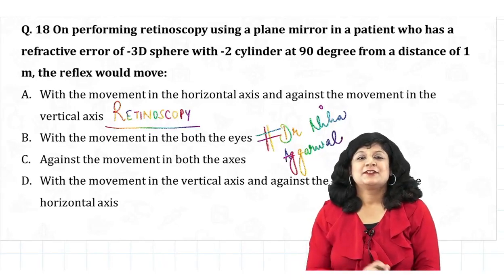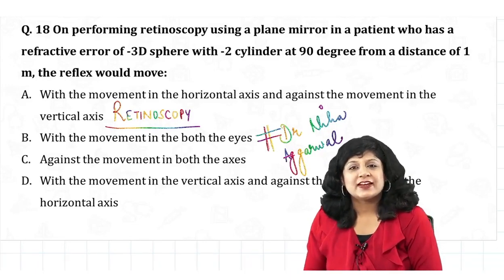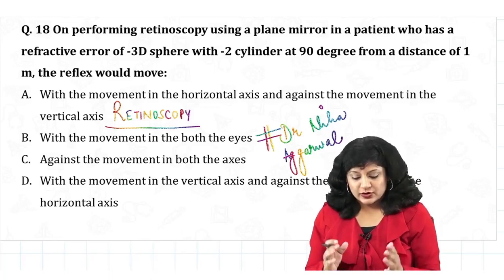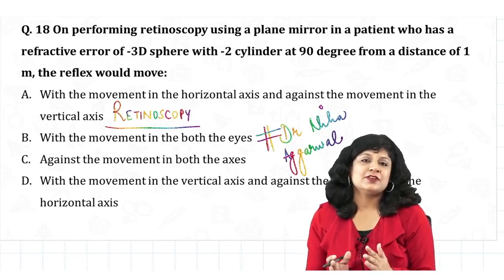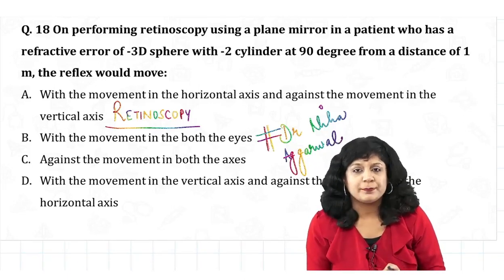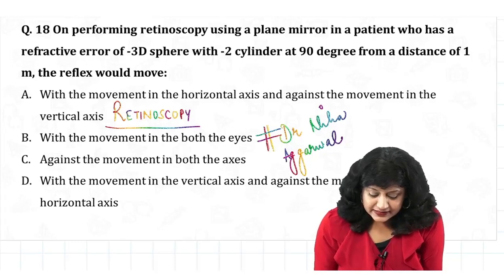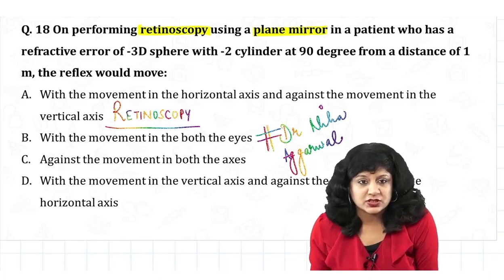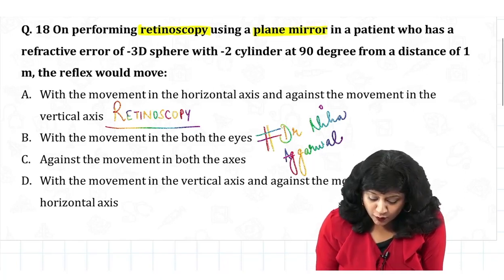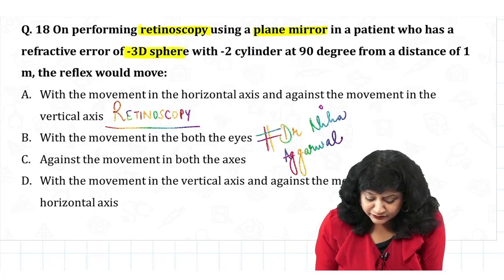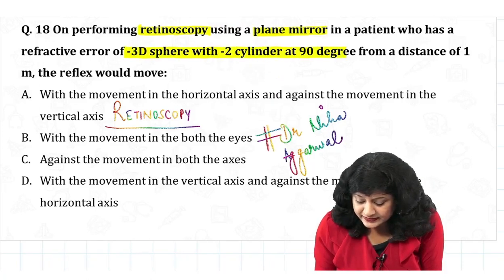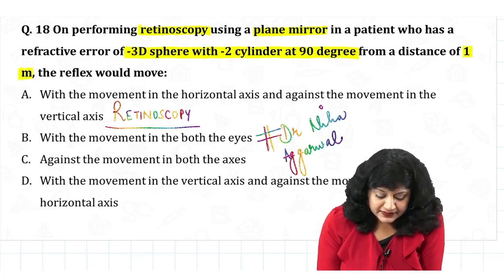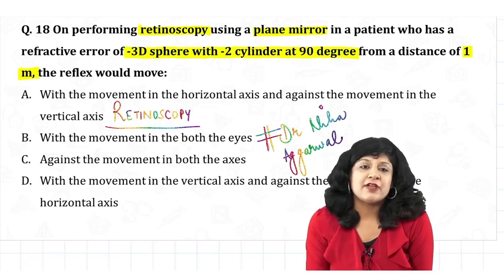Hello guys. So I got a lot of messages regarding some problem dealing with the retinoscopy related questions. So let's take up one example and try to clear the doubts related to retinoscopy. The question says that on performing the retinoscopy using a plane mirror in a patient who has refractive error of -3 diopter sphere with -2 cylinder at 90 degree from a distance of 1 meter, the reflex will move.